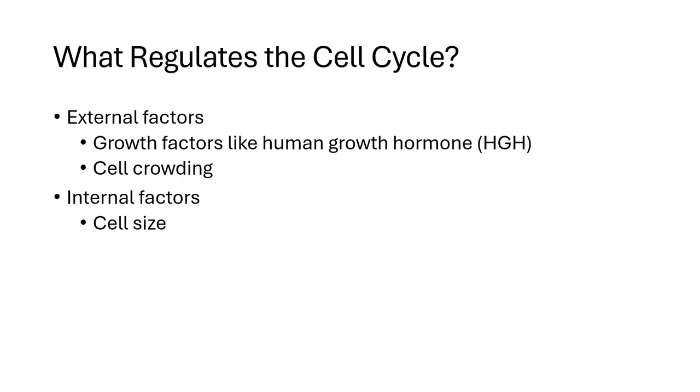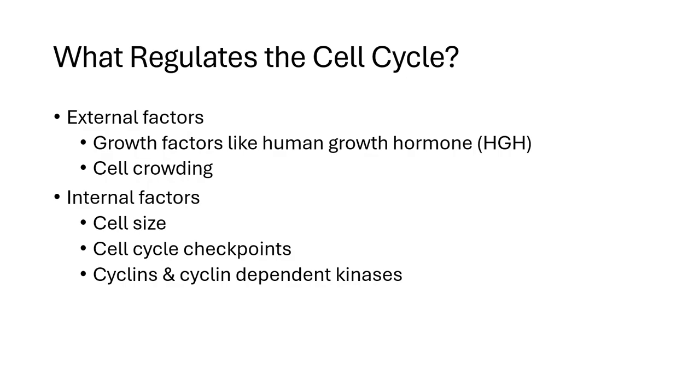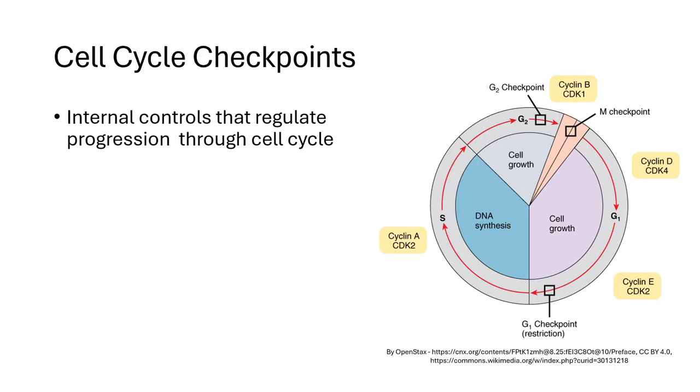There are also internal factors, like if the cell size is very large and it's going to continue to grow, it might be a trigger that, okay, it's time to divide the cell. There are also cell cycle checkpoints, which are going to be a particular focus for this lesson, which involve these molecules called cyclins and cyclin-dependent kinases, which we're also going to talk about.